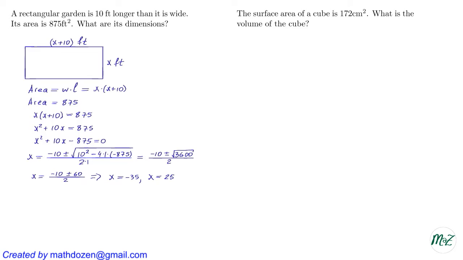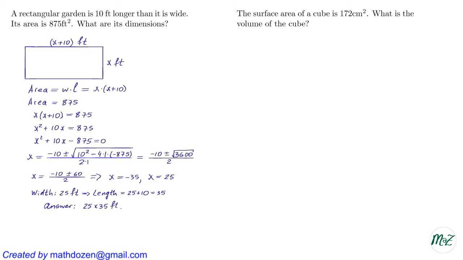So that's what the algebra gives us, and we're going to keep only the positive one out of the two because the width should be some positive value for the feet. So since the width is 25 feet, the length is 25 plus 10, that's 35 feet. So for the answer, we have the dimensions of the garden as being 25 by 35 feet.